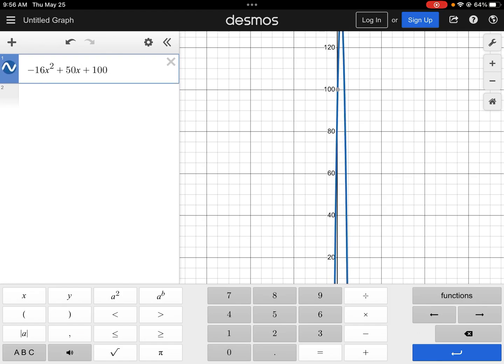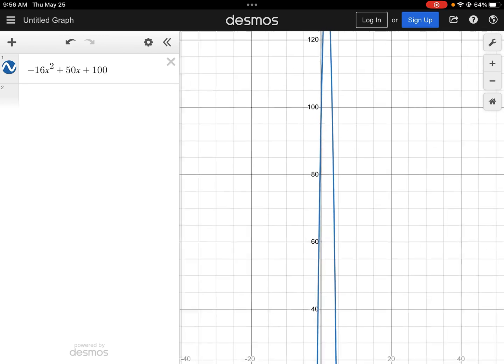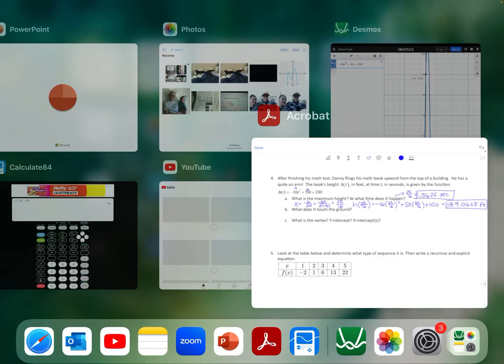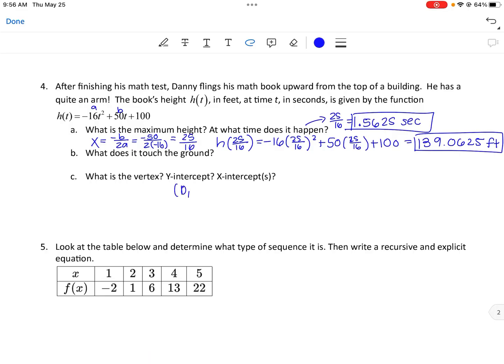Oh, and I forgot a 0 there. Sorry about that before. Okay, so I'm going to kind of just sketch it. They're going to ask in a moment what the y-intercept is. The y-intercept is (0, 100).